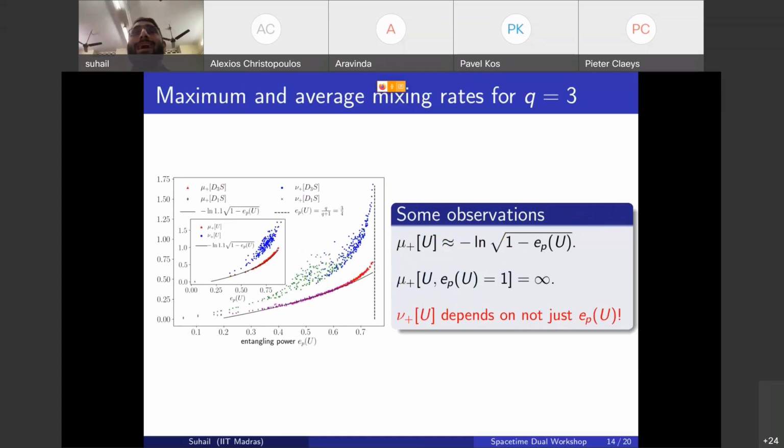And does entangling power tell us the whole story? No. First, if I take a particular ensemble, we have taken some special class of dual unitary operators.